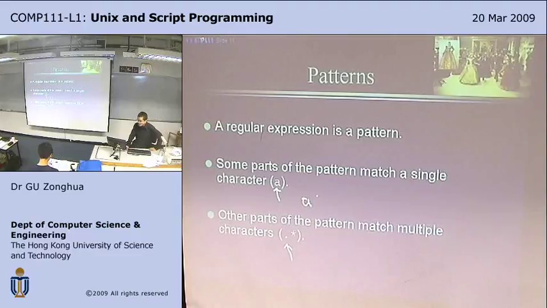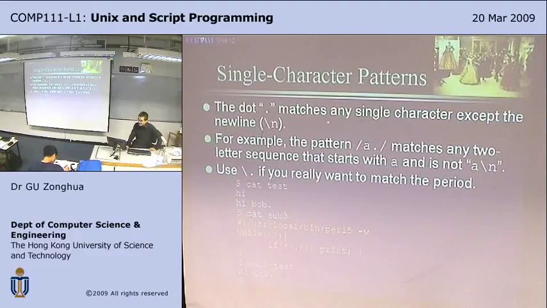So if you say A star, it'll match 0 or more A's. Dot matches any single character except the newline. So A dot matches any two-letter sequence that starts with the A and is not a newline, because dot doesn't match newline. So it matches AB, AC, A equal to, or A anything except a newline.